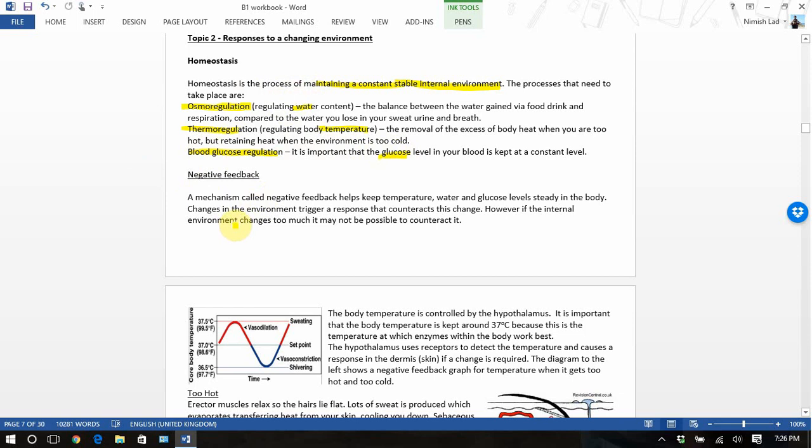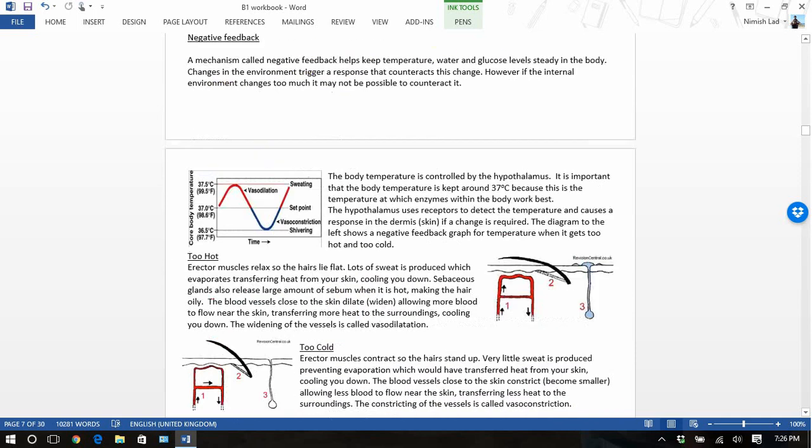So when something is wrong, your body tells you that something is wrong. So a change in the environment triggers a response that counters this change. So something's wrong, you're too hot, so therefore a change is made to cool back down again. If the internal environment changes too much, it might not be possible to actually respond to that change.